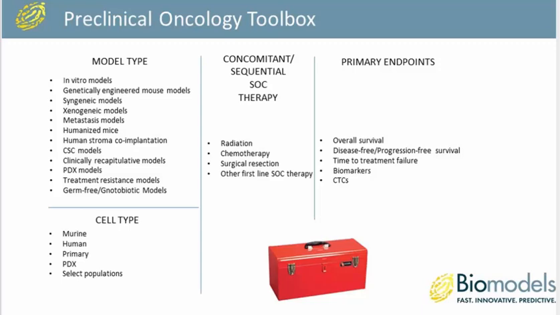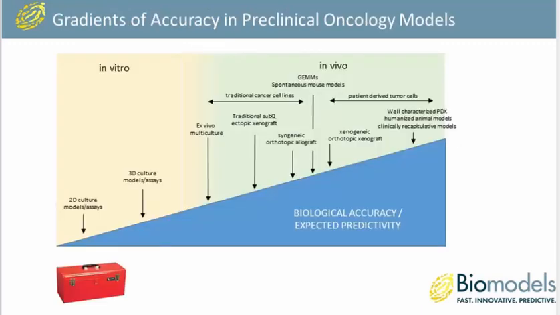And these can be, as I just said, combined with a whole bunch of standard of care therapies to look at combinations, and then primary endpoints can be matched to clinical endpoints such as survival, disease-free or progression-free survival, time to treatment failure. We can look at biomarkers and other readouts.